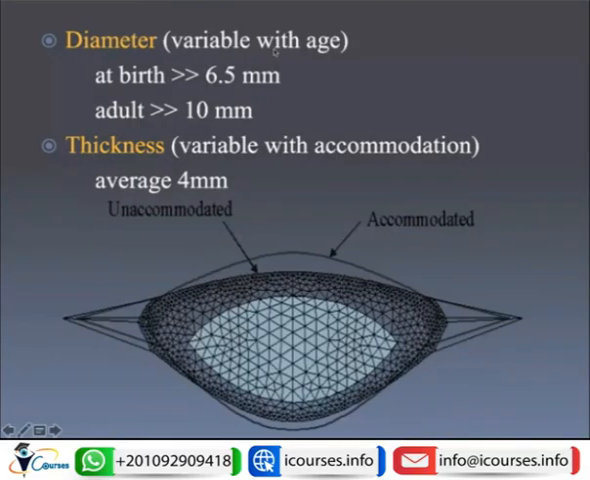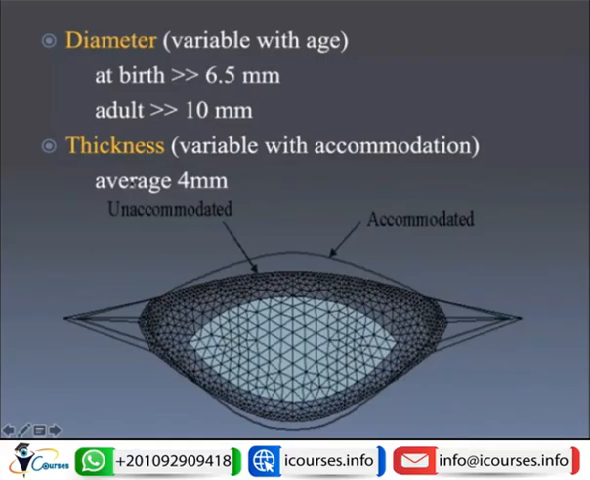The diameter of the lens is variable with age, meaning that the lens may be the only ocular structure that increases in size during all the years of life. So it doesn't stop growing. At birth, it's about 6.5 millimeters, while when it reaches adult size, it becomes 10 millimeters.